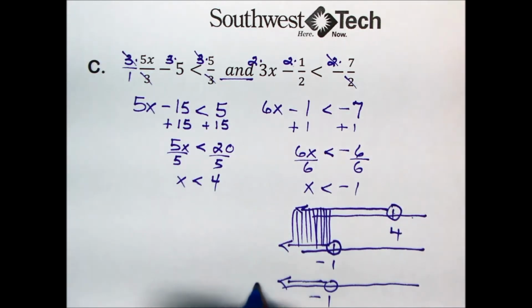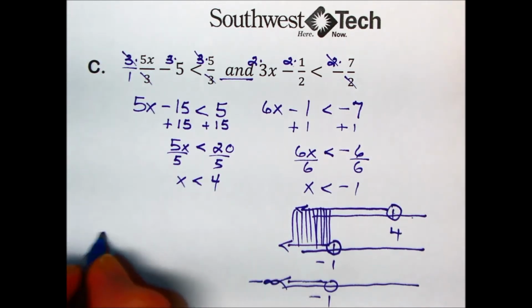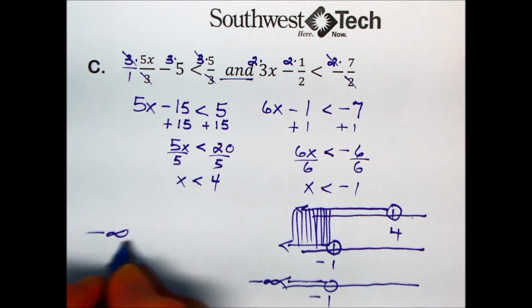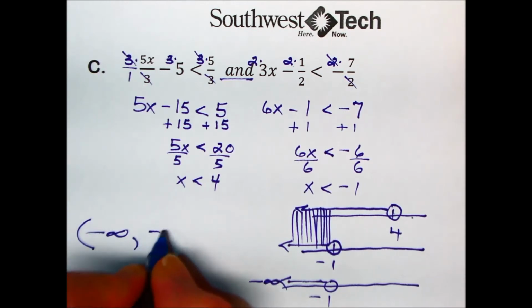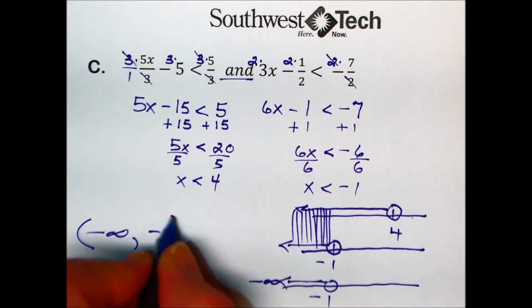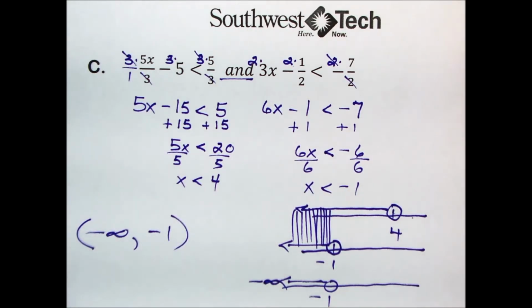Interval notation, then, we're heading towards ever smaller values, so negative infinity. And the highest we go is negative 1, but not including that, so we'll put a parenthesis to indicate that.